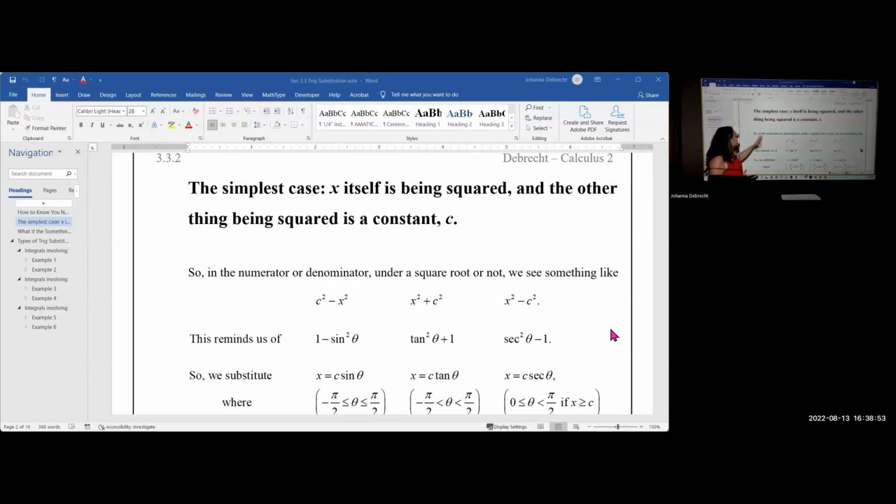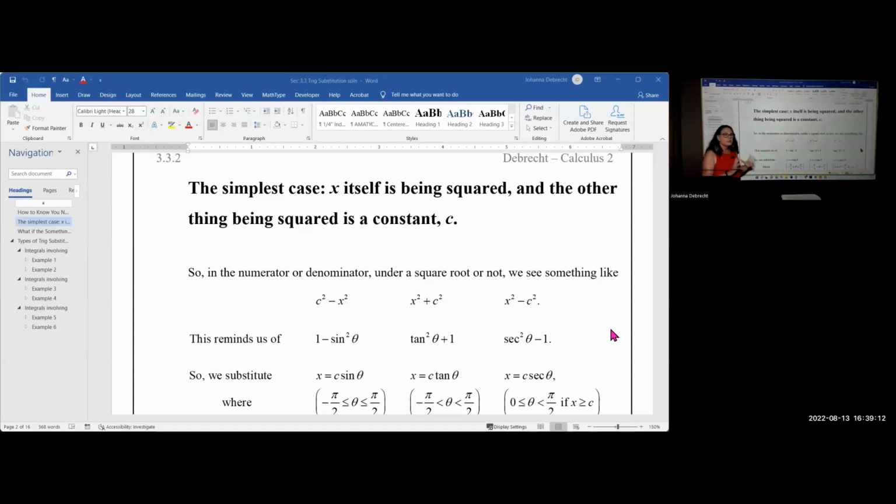If x is being squared and the other thing being squared is some kind of constant, this is as simple as it gets. Not simple, but as simple as it gets. So we either have a constant squared minus x squared, or x squared minus the constant squared, or they're added together, x squared plus a constant squared.